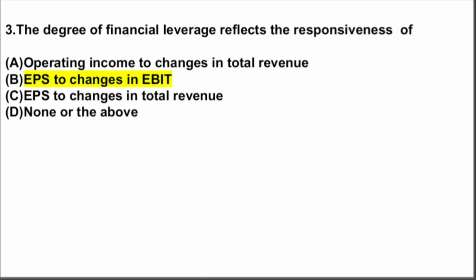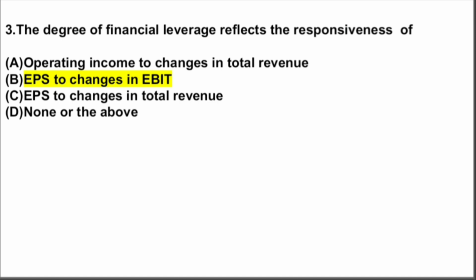And the next thing: the degree of financial leverage reflects the responsiveness of, and the given options are, operating income to changes in total revenue, EPS to changes in EBIT, EPS to changes in total revenue, and none of the above. And here the answer is EPS to changes in EBIT. That means the formula for degree of financial leverage is equal to percentage change in EPS divided by percentage change in EBIT, which means that the degree of financial leverage measures the impact of change in EBIT on change in EPS. And also the percentage change in EPS is higher than the percentage change in EBIT.